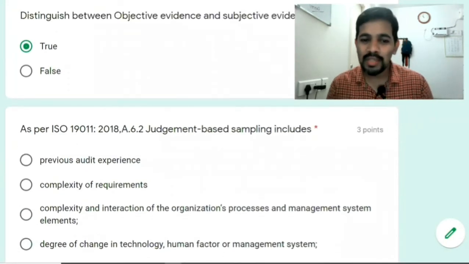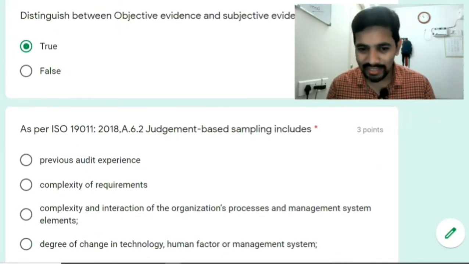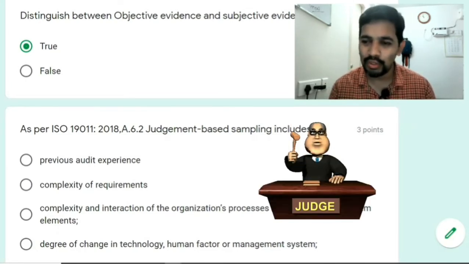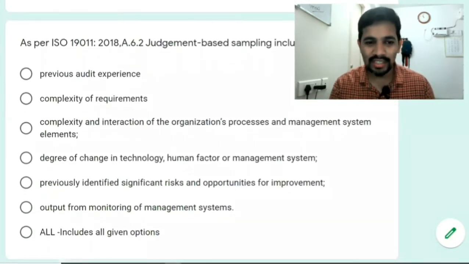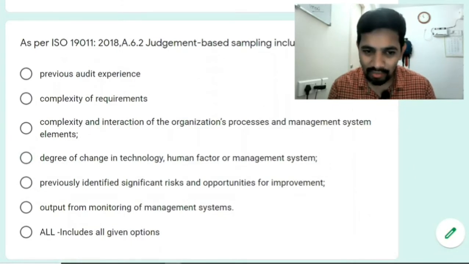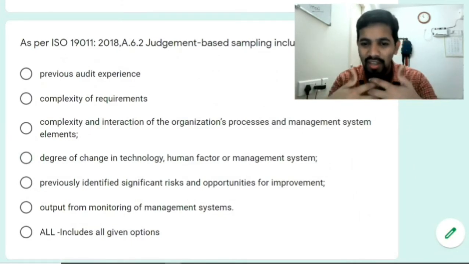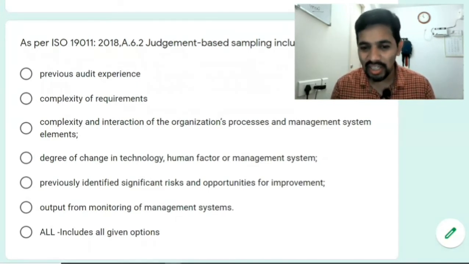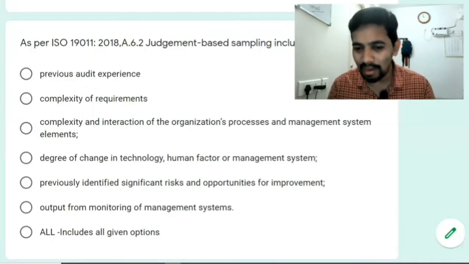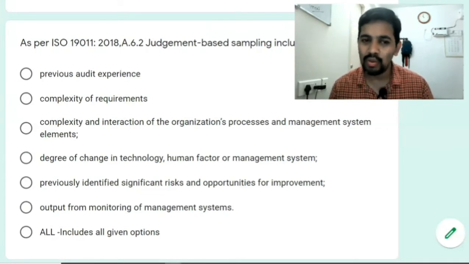Long question. As per ISO 19011, that is auditing skills, A.6.2, judgment-based sampling includes... When you say judgment-based sampling, sometimes what you will focus on is previous audit experience, complexity of requirements, complexity and interaction of the organization's processes and management system, degree of change in technology, change in human factors or the management system, previously identified significant risks and opportunities, and output from the monitoring of the management system. All of the above. So what you will focus on? In audit sampling, there are three types.